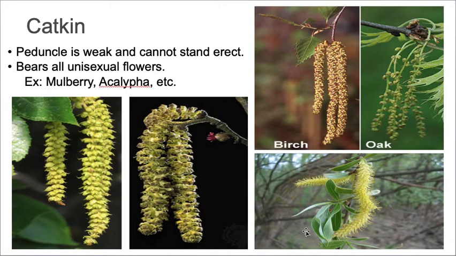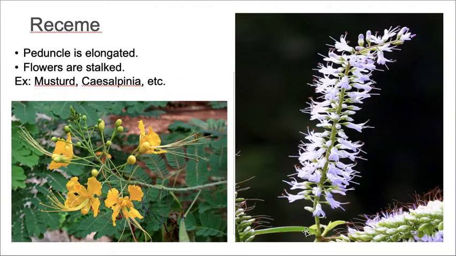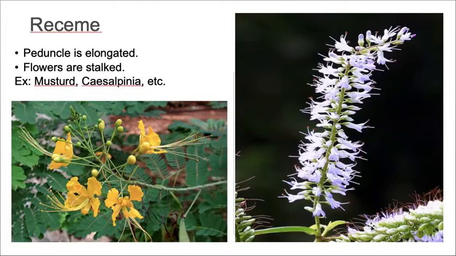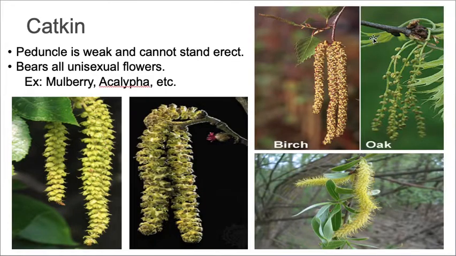Now the next one is called catkin. Basically, catkin means the peduncle is very weak. You have to understand the first three inflorescences: raceme, next one is spike, and also spadix. In all these three, the peduncle, the rachis, is standing straight, that means it is erect. Am I correct or not? Whereas in catkin it is not erect. See, it is falling down. You can clearly see it here.